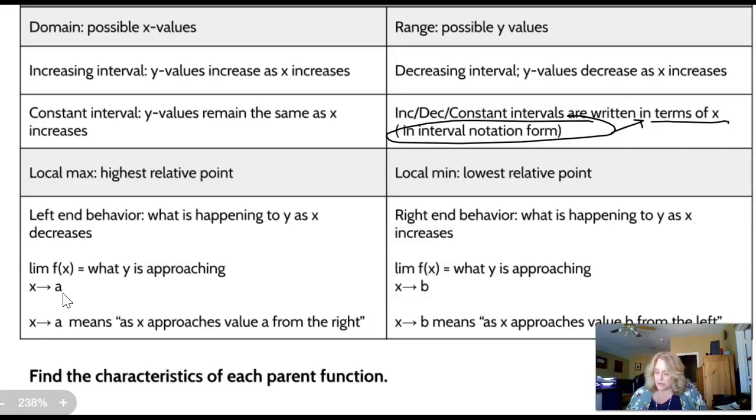And then the same thing with the right end. The limit of f of x is approaching what value? As x gets larger and larger, the way we read this is the limit as x approaches infinity or x approaches some value of f of x is equal to what? What y value? So what's happening with y as we go far off to the right?